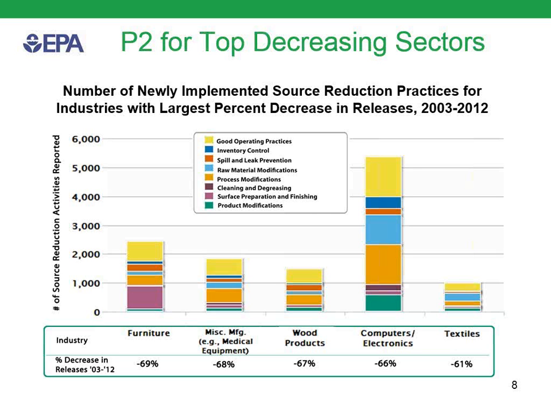So in each case, we see there have been thousands or 1,000+ activities reported, but there's different types for different sectors. So furniture, a lot of the improvements have been in the cleaning and degreasing area. Computers and electronics, there's a lot more in raw material and process modifications, product modifications that had a lot to do with switching to lead-free solder. So this is kind of an aggregate, high-level picture.